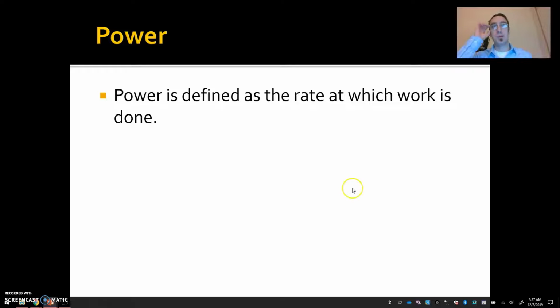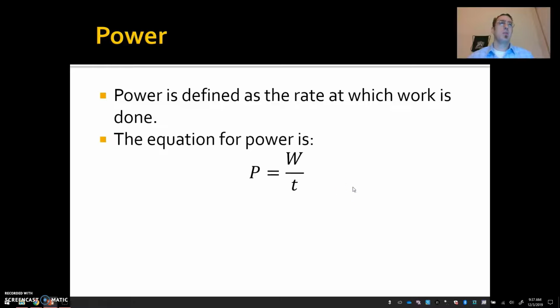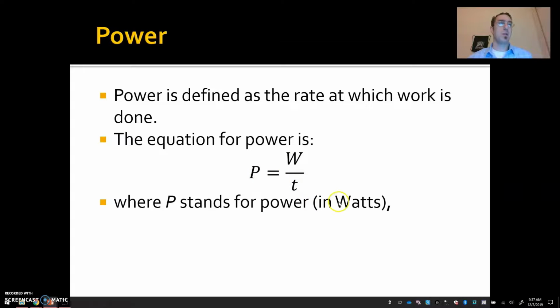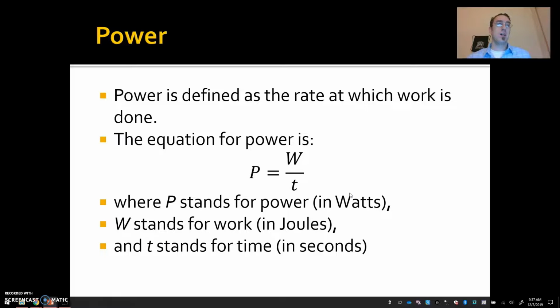On to power. Power is defined as the rate at which work is done. The equation for it is power equals work over time. P stands for power, measured in watts, named after a physicist named James Watt. The W stands for joules of work, and T stands for time in seconds, like it has been all year. So basically, this isn't weight, it's work again.